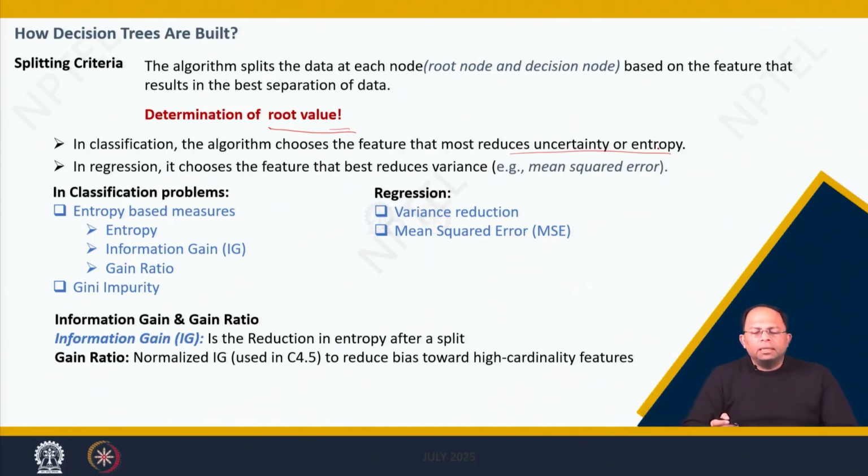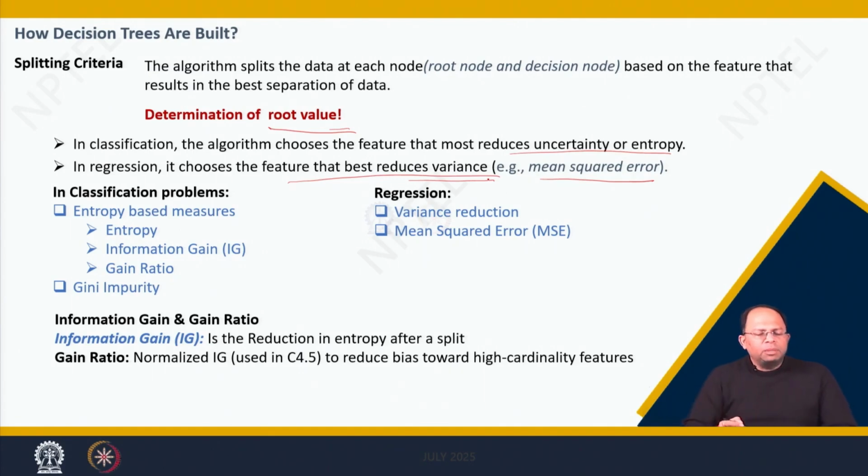And in regression, of course, here we have a continuous variable. It chooses the feature that best reduces variance or mean squared error. So it reduces the variance. That means before the split, what was the mean squared error? After the split, when I have divided the data into two groups, what would be the mean squared error of these two separate groups, and then we can add them up.